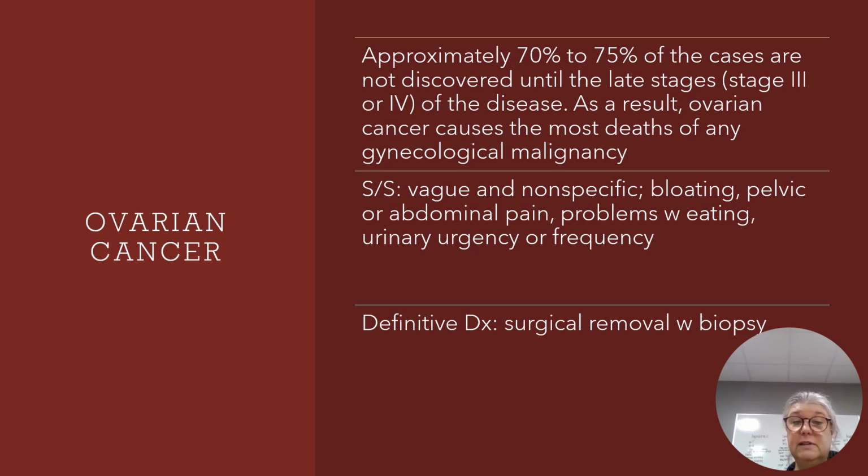So signs and symptoms experienced before diagnosis of ovarian cancer tend to be vague and nonspecific. Symptoms that should cause one to consider ovarian cancer are bloating, pelvic or abdominal pain, problems with eating, urinary urgency or frequency. In later stage of ovarian cancer, people can have ascites or excessive fluid in the abdominal cavity. So definitive diagnosis is made through surgical removal of a suspected mass, followed by total specimen pathology.